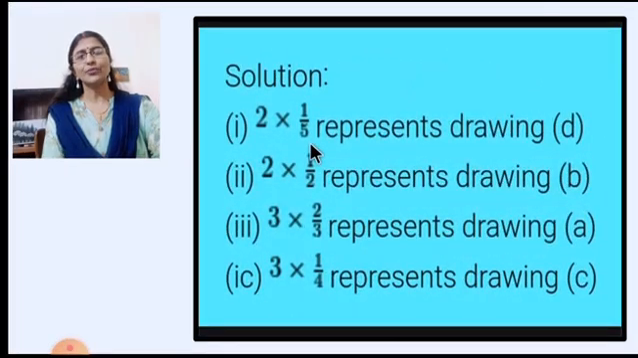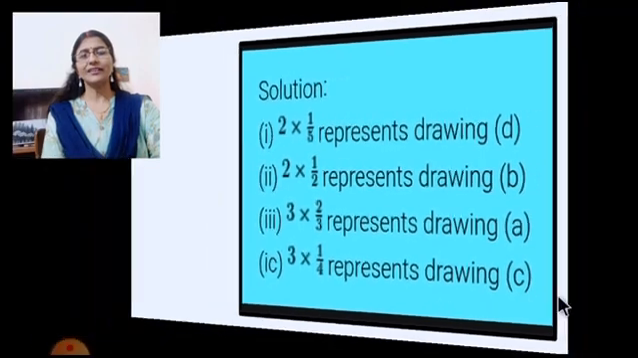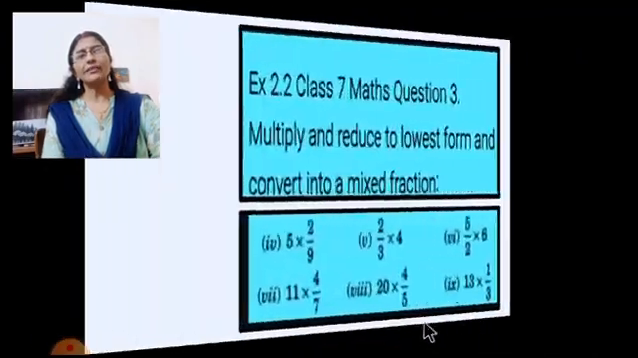See here, 2 into 1 upon 5 represents D. We are correct. 2 into 1 upon 2 represents drawing B. Then 3 into 2 upon 3 is A. 3 into 1 upon 4 represents drawing C. So this is the way you will do it in your notebook.